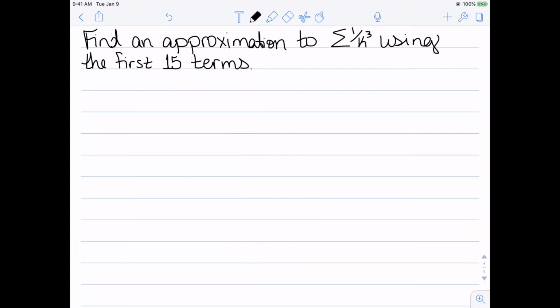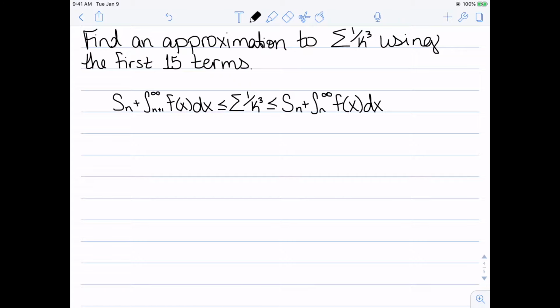The next thing I want to do is find an approximation to this series, the summation of 1 over k cubed, using the first 15 terms. So we said we had this formula right here. This says the actual value of our series is trapped between Sn plus the integral from n plus 1 to infinity of f of x dx and Sn plus the integral from n to infinity of f of x dx.